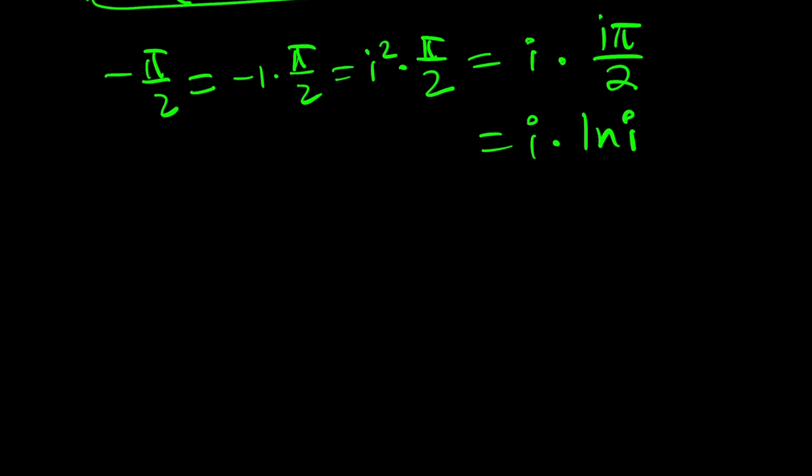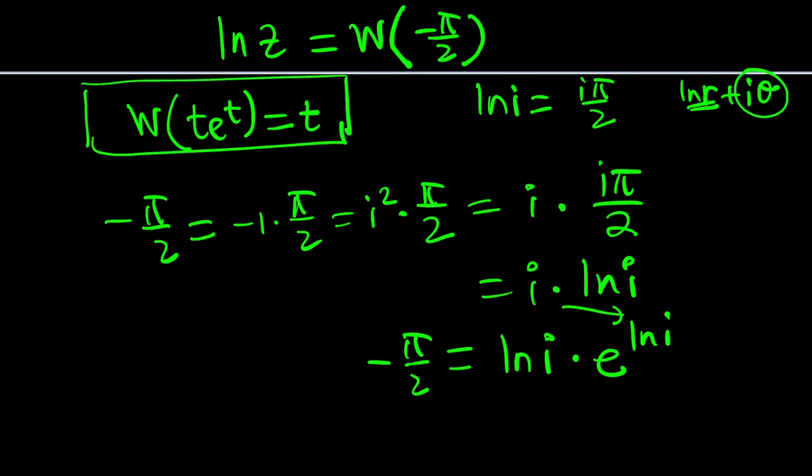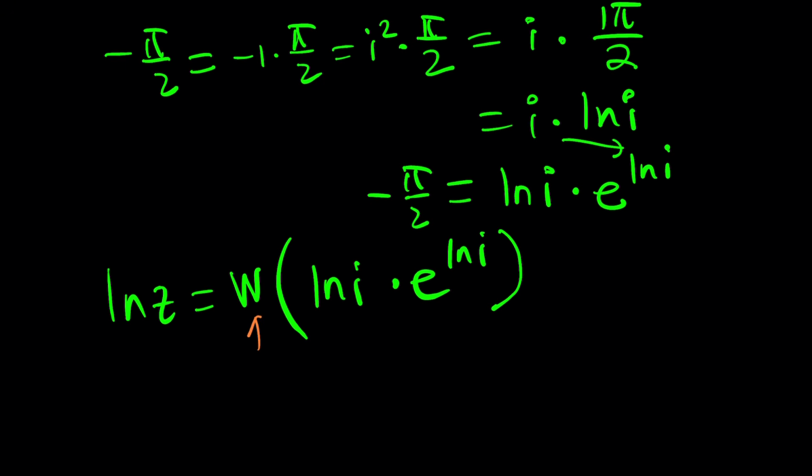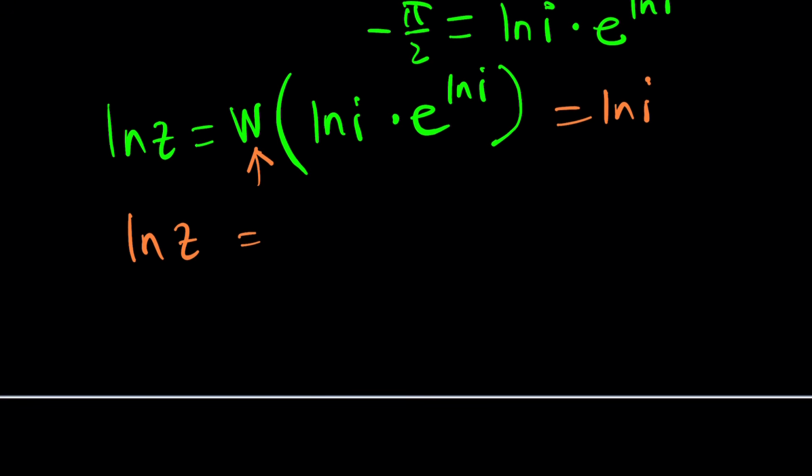Same idea. You're going to write it as ln i times e to the ln i, because i is e to the ln i. Of course, I'm assuming the principal value all the time. Of course, there are multiple branches, so on and so forth, but let's just avoid all these complications. This is my number, so I can go ahead and replace that with the thing on the right-hand side. ln z is equal to w of ln i times e to the power ln i. As you know from w's definition, this is equal to ln i. So ln z equals ln i, which hopefully means z equals i.